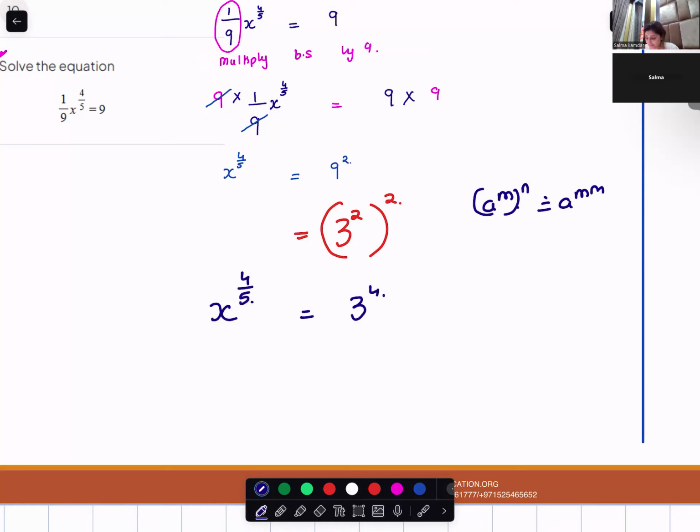Think properly. Now I want to get rid of this 4. I want to find x. Think. I will give you some time to think. You can pause the video and even think.